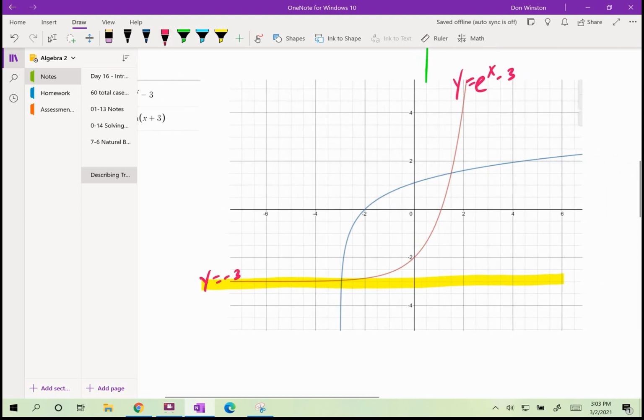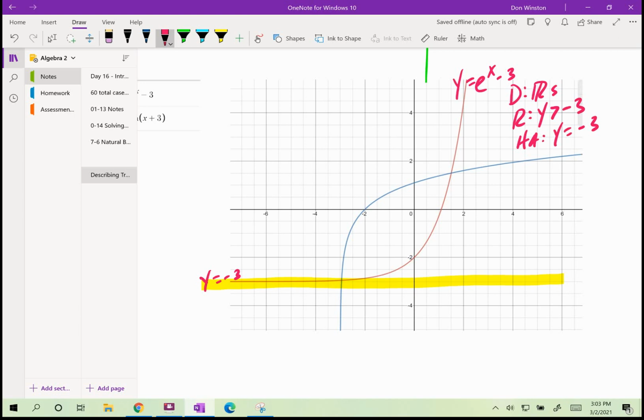Okay, so again, the domain will be all real numbers. The range now will be y is greater than negative 3. And then I'll have a horizontal asymptote at y equals negative 3.